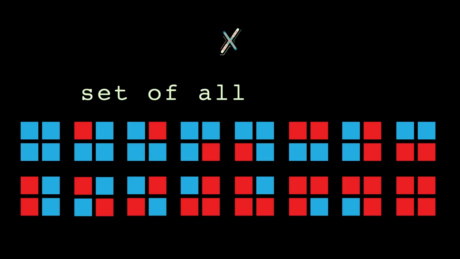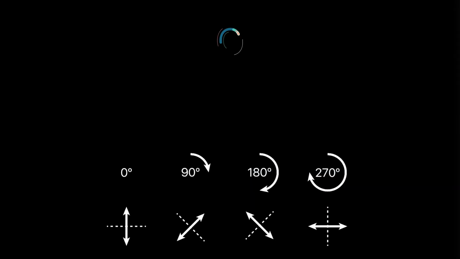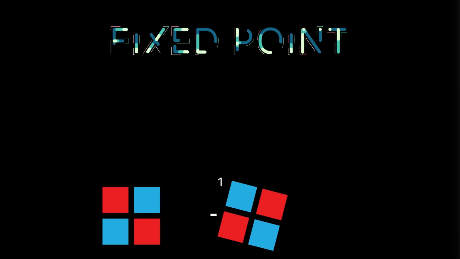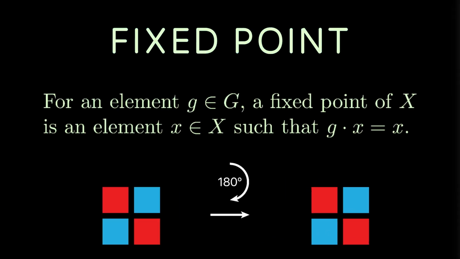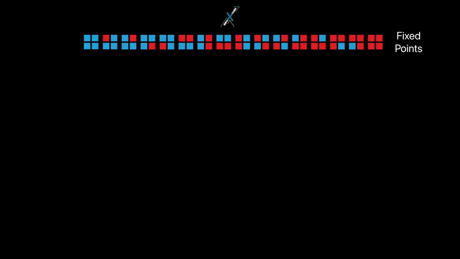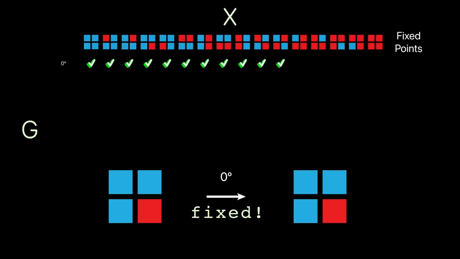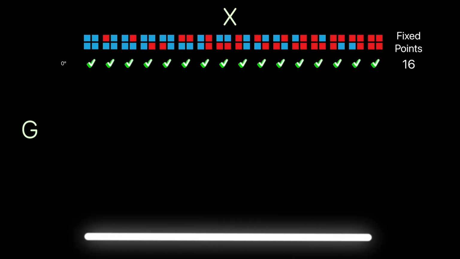Let X be the set of all objects, G be the symmetry group whose elements are transformations acting on the set X. A fixed point of X has an element in X that is unchanged by a group action. Let's find all the fixed points. Under identity, there are no changes, so all 16 objects are fixed points. But for other transformations, not so easy.